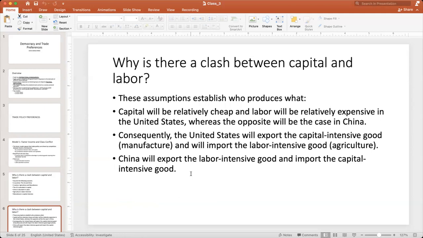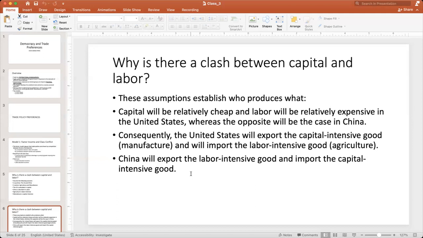So these assumptions establish who produces what. Capital will be relatively cheap and labor will be relatively expensive in the United States. Why? Because the United States is capital abundant. Given that capital is abundant and labor is scarce, the price is lower for capital and higher for labor. The opposite will be the case in China. In China, given that it's labor abundant, the price of labor relative to the United States is cheaper, and the price of capital is expensive.